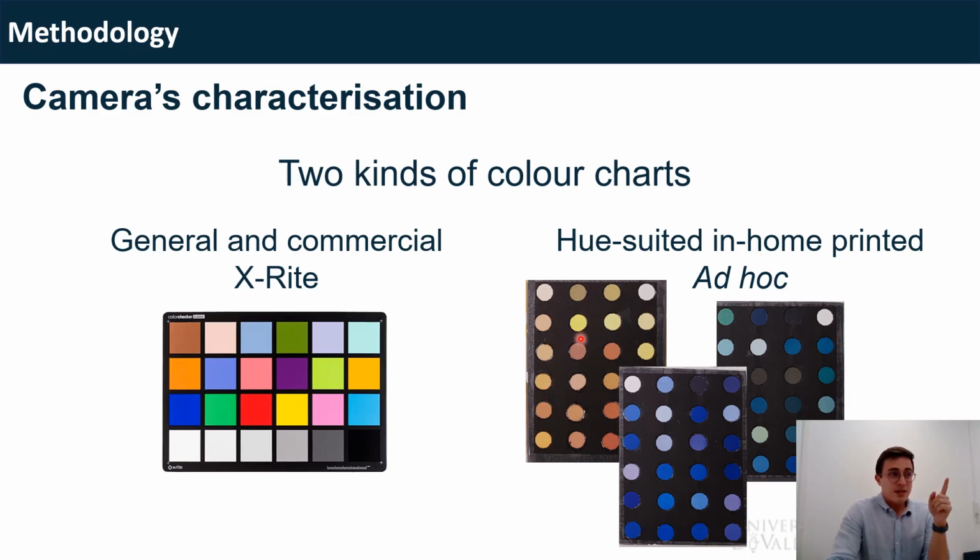To do this, what we did was basically print different color spots with commercial printers. So we built different color spots, and using a little bit of cardboard, we built something similar to the general or commercial calibration chart.